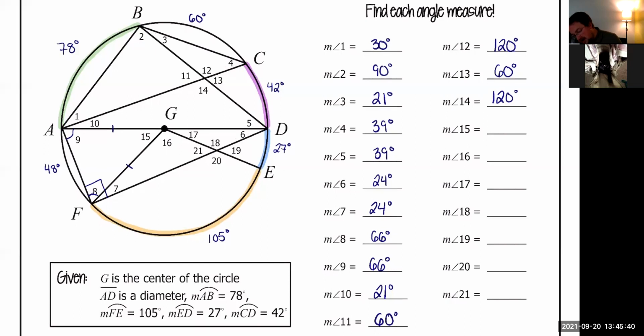Then we keep moving on. Angle 15. Now it's shifting on us a little bit. Angle 15 is actually a central angle because its vertex is G, which is the center. Central angles are not half the arc they intercept. They're equal. So if I follow angle 15 out, it has endpoints at A and F. Arc AF is 48 degrees. So do you know what 15 is? Also 48 degrees.